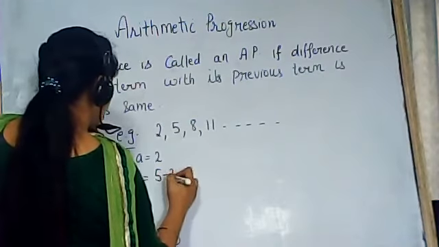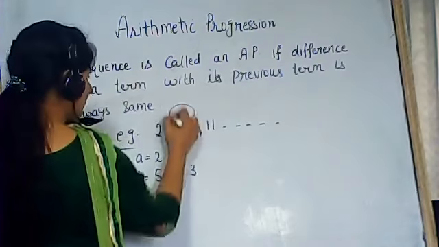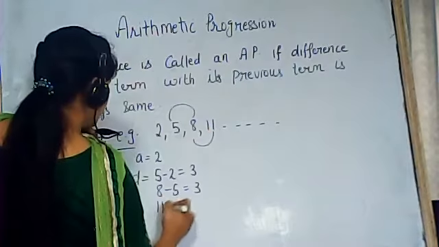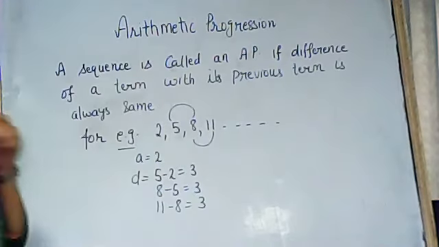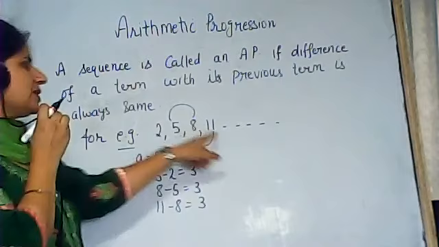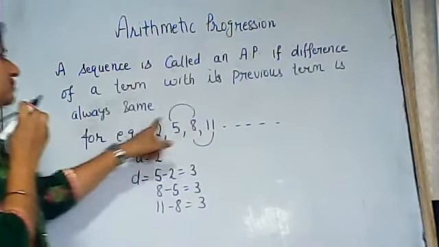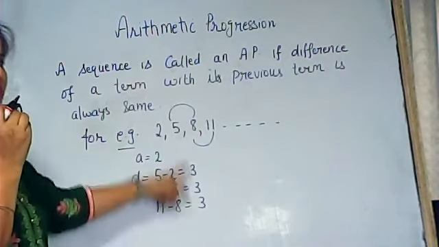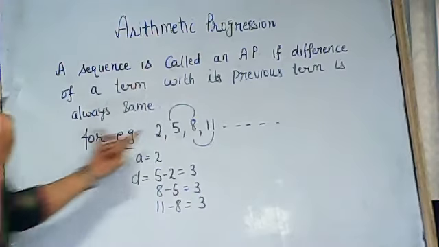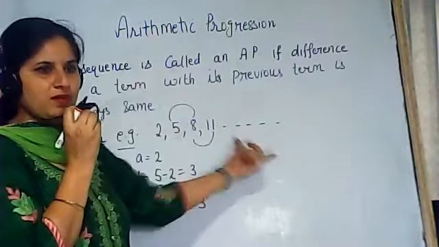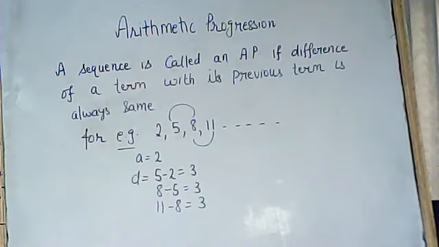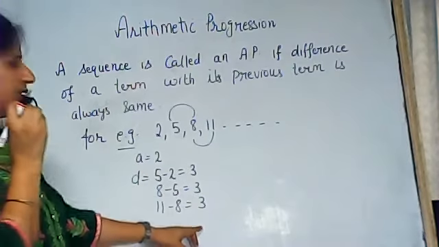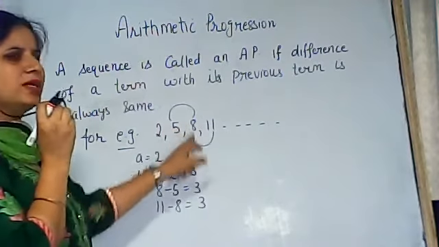Second term minus first term is equal to 3. Third term minus second term is again equal to 3. Fourth term minus third term is again equal to 3. It means in this sequence, when we consider the difference of any term with its previous term, the difference is always same, which is equal to 3. Hence, we can say the given sequence is in AP. It means any sequence or series will be in AP whenever their difference is same, meaning the difference of any term with its previous term.